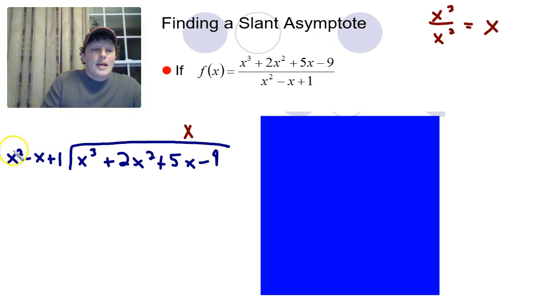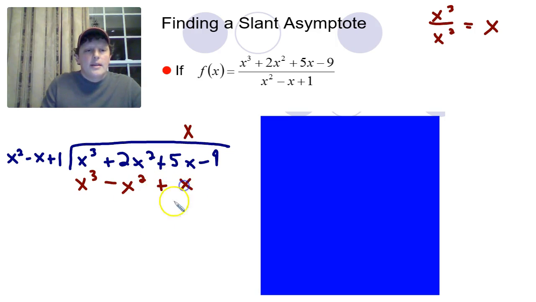Then you multiply x times all three of these things. That gives me x to the third minus x squared plus 1x. And then we subtract. And subtract means changing all of the signs so that you are subtracting everything. So when you subtract a negative, you actually add. When you subtract a positive, you subtract. So all of the signs change, and then you add down. Right? So the first term should always cancel out when you do this. The next one, we've got 2 plus 1 is 3x squared. 5 minus 1 is 4x. And then we bring down the minus 9.